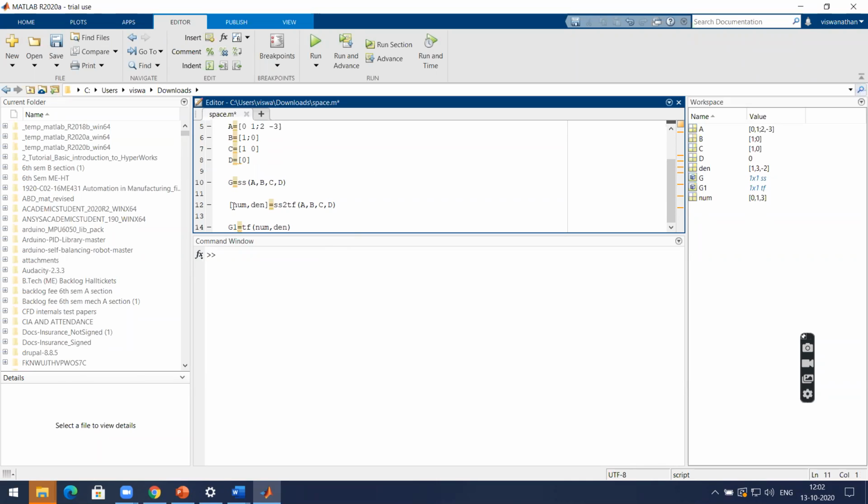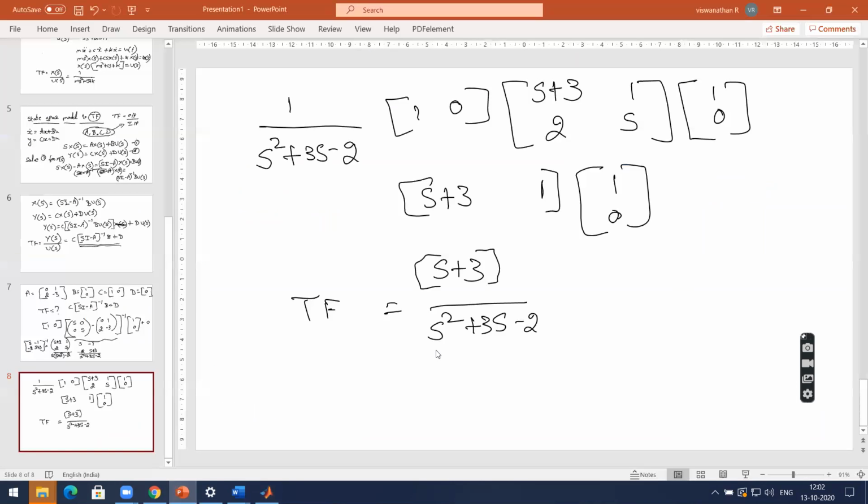It will take the numerator and the denominator from this state space to transfer function. This is the command ss2tf. That is the conversion from state space to transfer function of these A, B, C, D matrices. Once you get the numerator and denominator, the transfer function is formed with them. If I run this, I get s plus 3 divided by s square plus 3s minus 2.